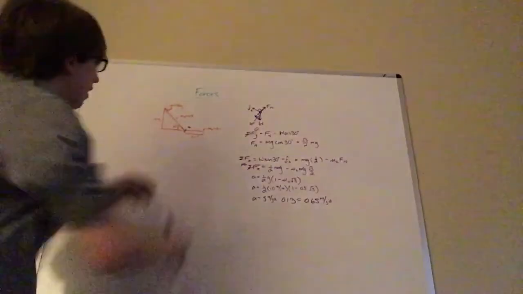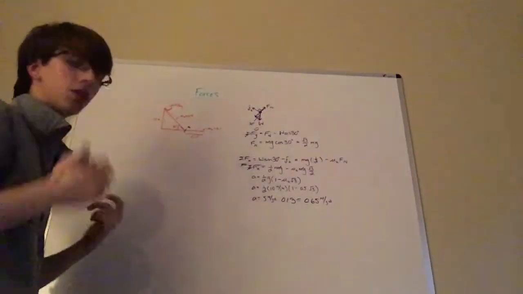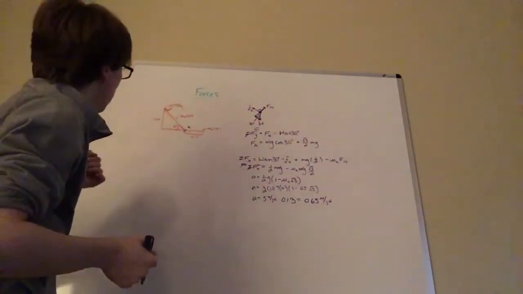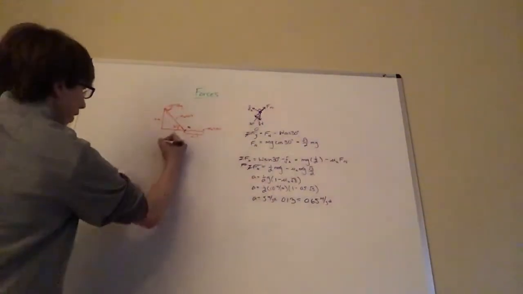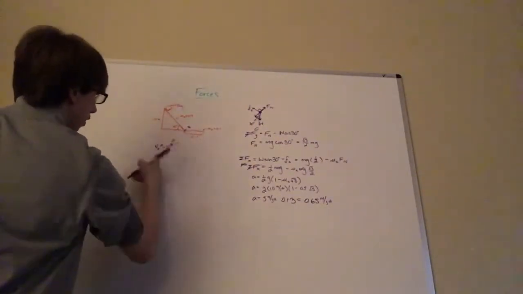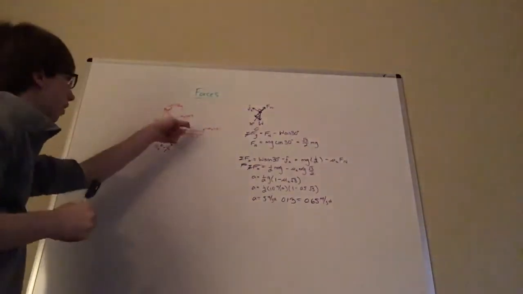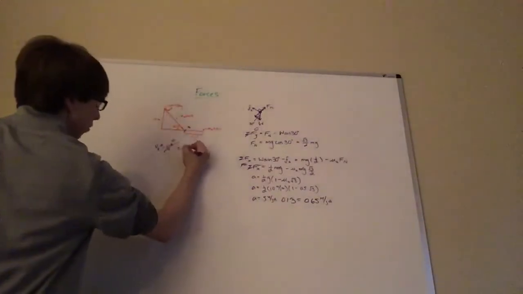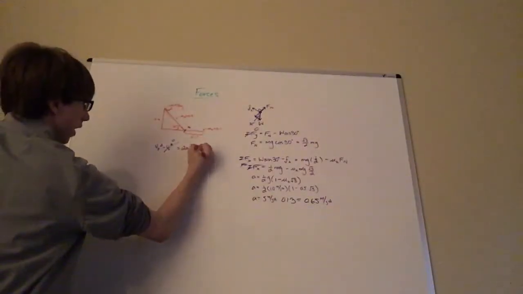So to find the initial velocity on the flat surface, which is really the final velocity of the box on the ramp, we use Vf squared minus V initial squared, which is really 0, and Vf squared is really our V initial here, is equal to 2 times the acceleration times delta x.